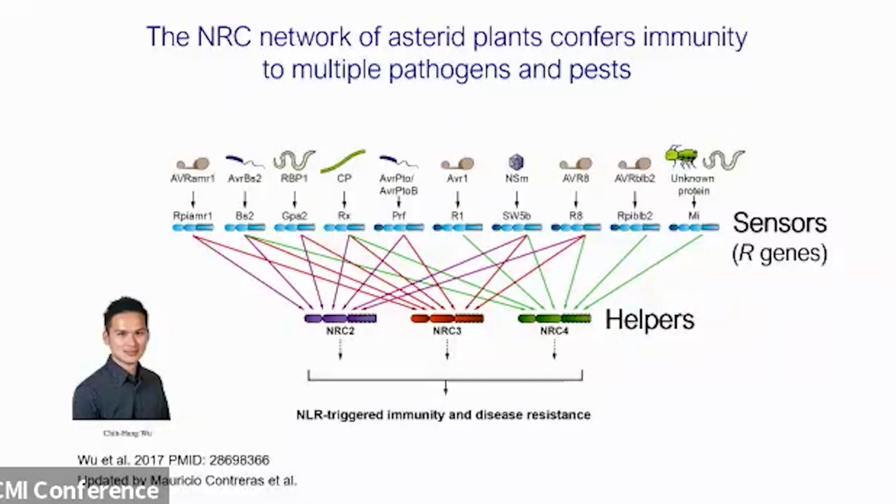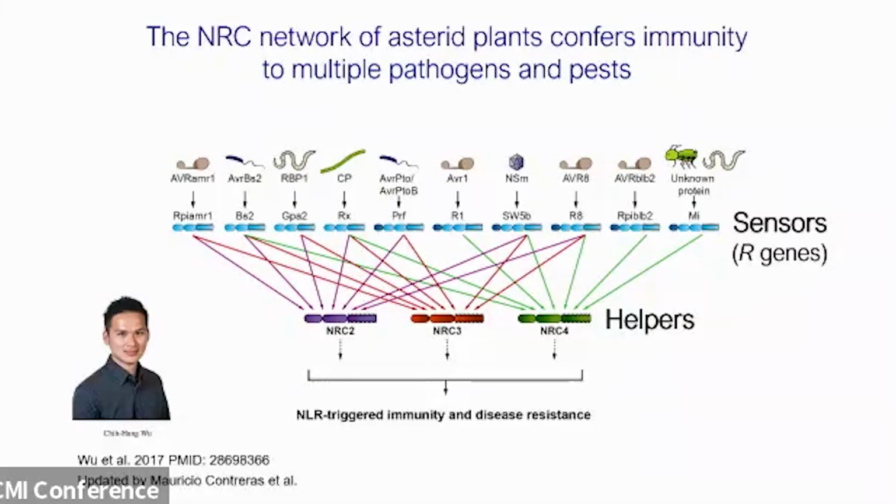We have been working quite a lot on understanding how this network has evolved, how it functions, how sensors activate the helpers. Let me simply say that these helpers are the ones that form the resistosomes and execute the immune response. The sensors have actually subfunctionalized and lost the capacity to oligomerize. Their job is simply to detect the pathogen and activate the downstream helpers. So from a common phylogenetic origin, we have specialization and subfunctionalization of these NLR proteins.